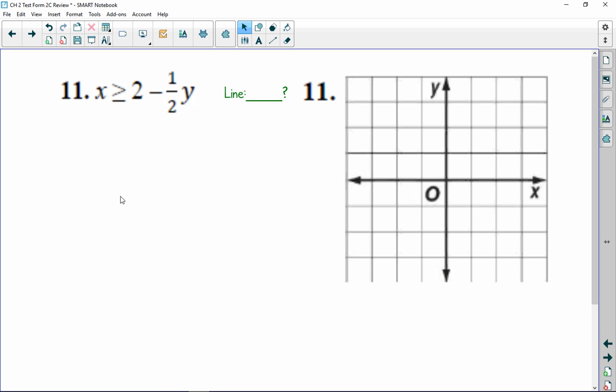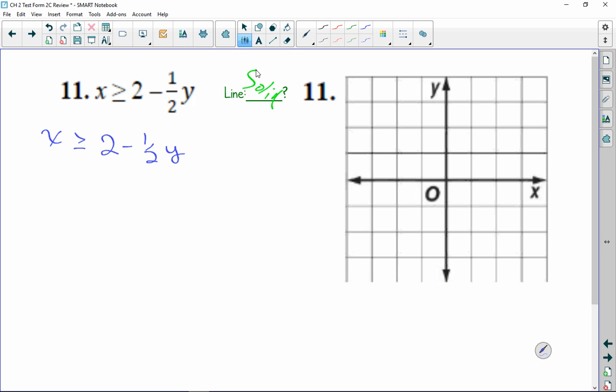Solid or dashed? Solid line. Okay, maybe it'll eliminate some answer choices. Next thing is I got to get it in what form? Functional notation or slope-intercept, right?